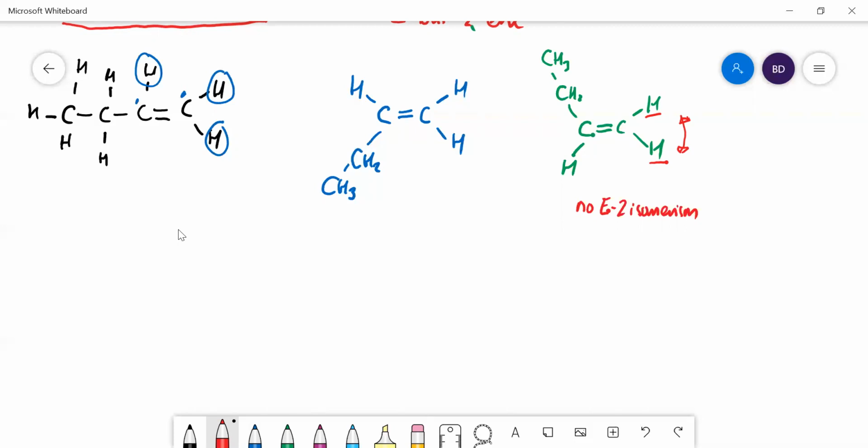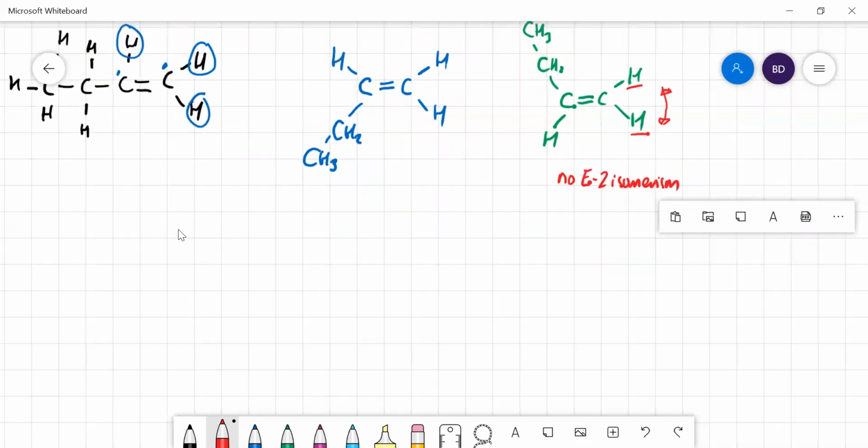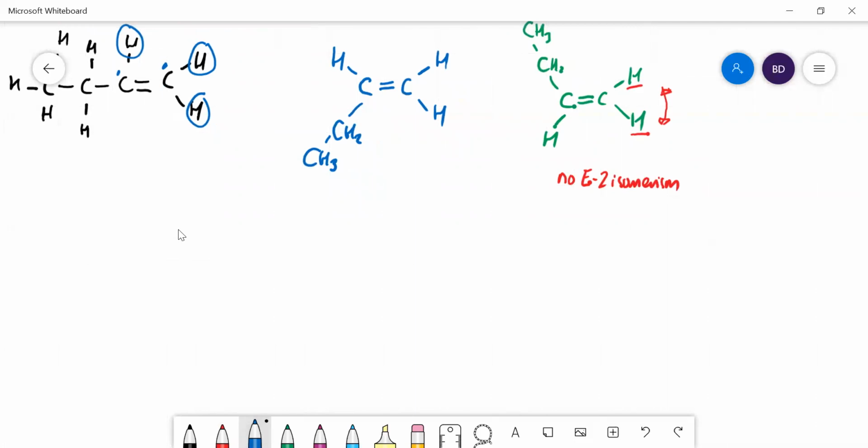Right, let's just have another one here. So I'm going to adapt that molecule. Because you've got two hydrogens attached to this carbon, you can't have the possibility of geometric isomerism. What happens if I make one of them something different? If I make it a methyl group, okay?